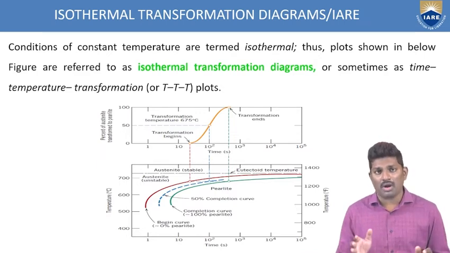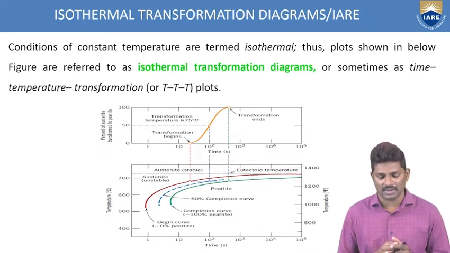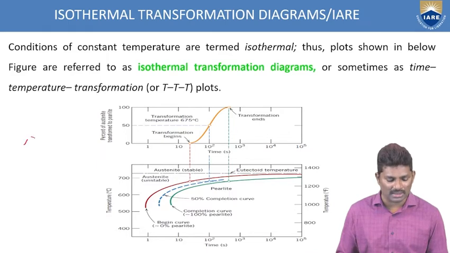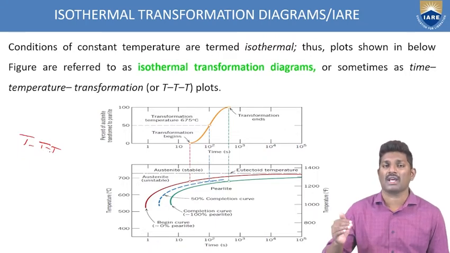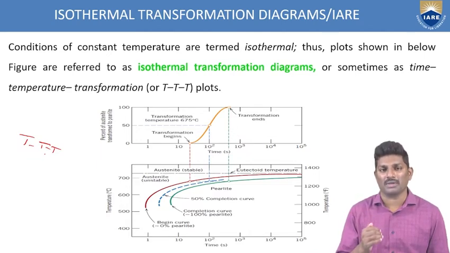Now, what are the plots we are showing here? These refer to isothermal transformation, or sometimes they are called TTT plots. That is time, temperature, transformation. So how it is being transformed with respect to time and temperature. So that is called isothermal plots or triple T plots.